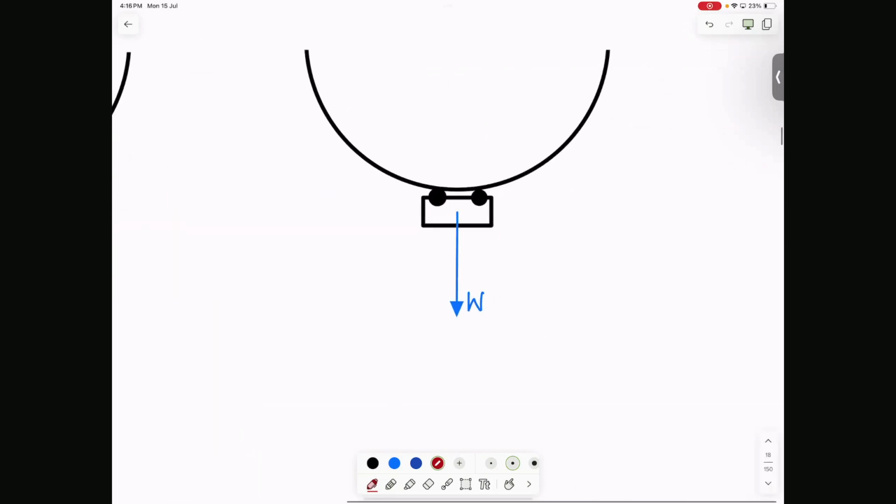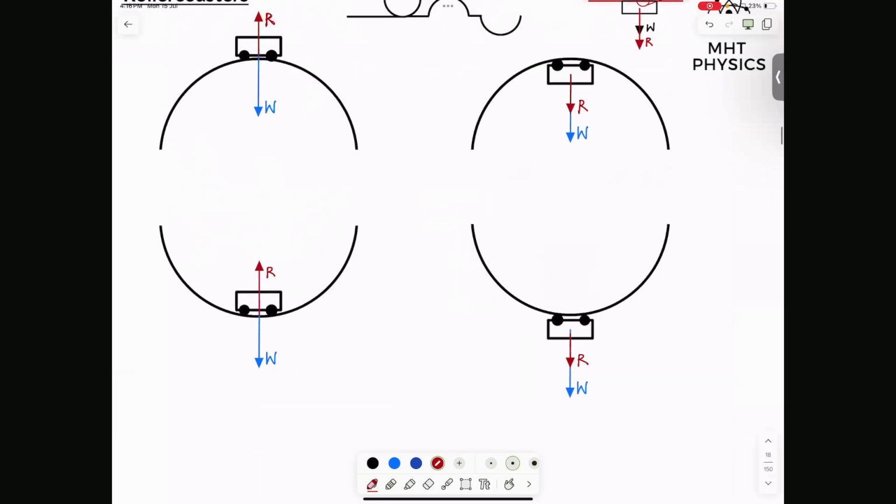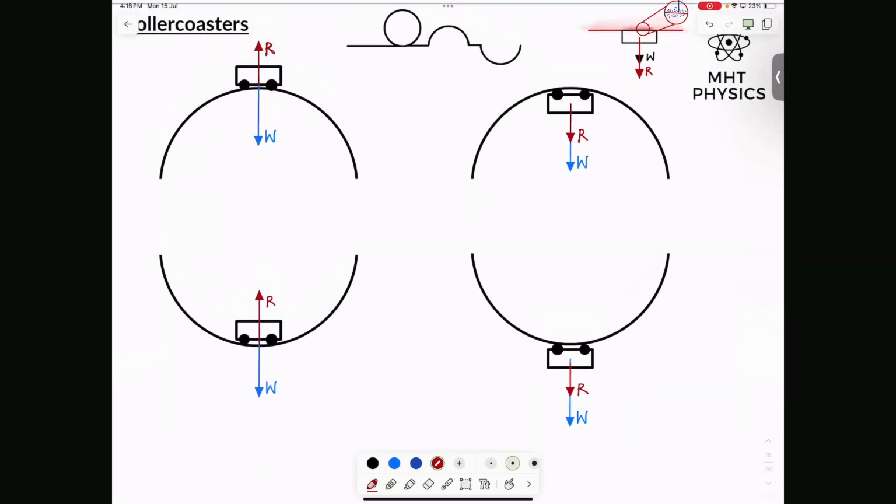And in this scenario, which way is reaction force acting? Downwards. Downwards, because the contact is below. So yeah, these are the forces acting here. And those who join later, to explain what we're doing right now, we're trying to see how roller coasters work.